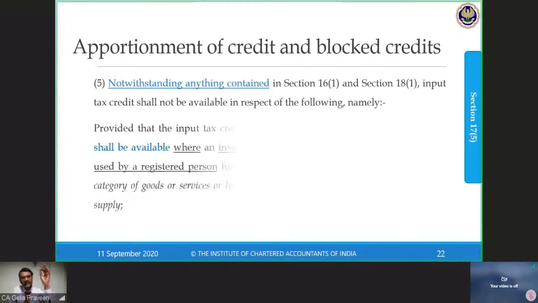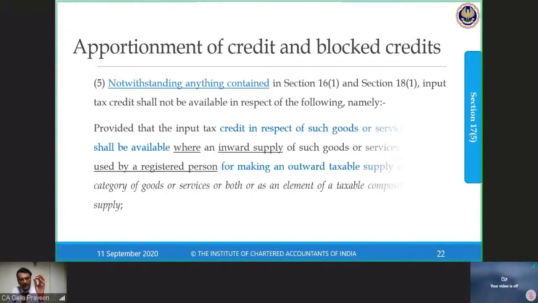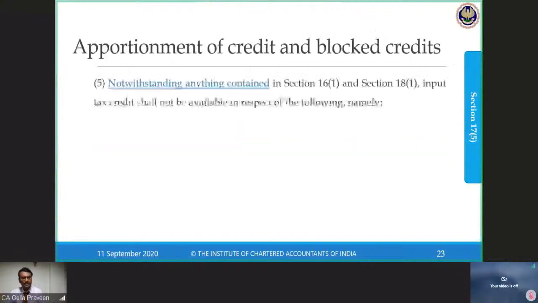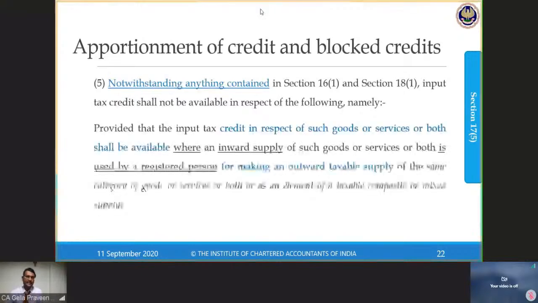it clearly says that you have used that particular goods or services for making an outward supply in the same form or as a composite supply. You have mixed together to make a mixed supply or as a composite supply. So when you have used it in your business for making an outward supply, then this provision says that you can take the ITC for that. Friends, 17.5 clearly says that you can take input tax credit when you have used that for making an outward supply. If not, you're not entitled for ITC. This is what we need to understand.